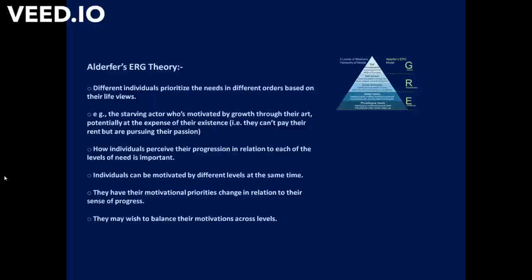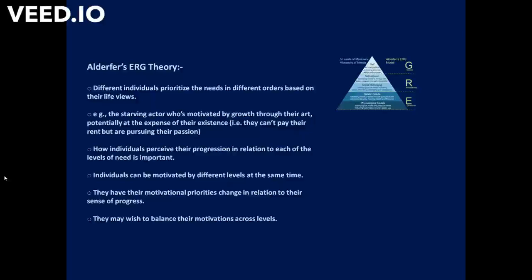Alderfer also noted that how individuals perceive their progression in relation to each of the levels of need is important. If an individual feels they are making great progress at relatedness, they may be increasingly motivated by growth, even though their relatedness need has not been fully satisfied. Similarly, if an individual feels frustrated with the progress they are making in relation to growth, they may abandon it and redouble their motivation in relation to relatedness.